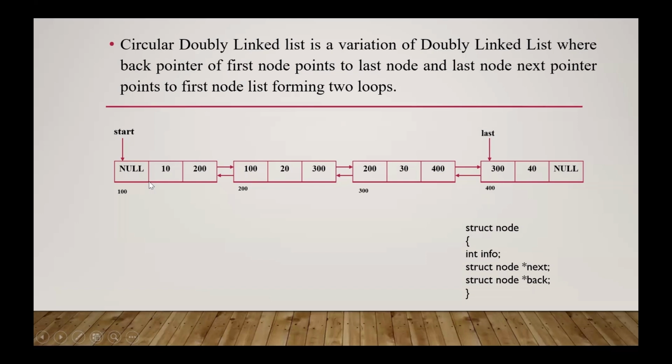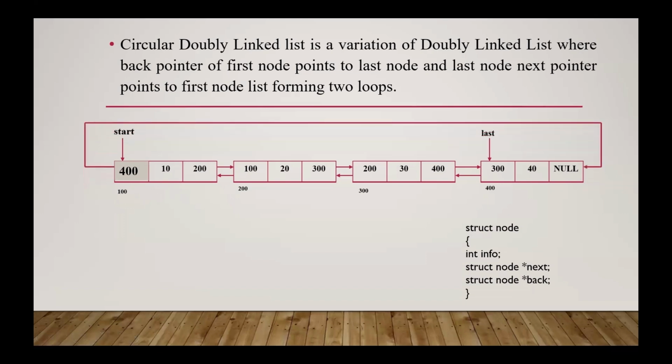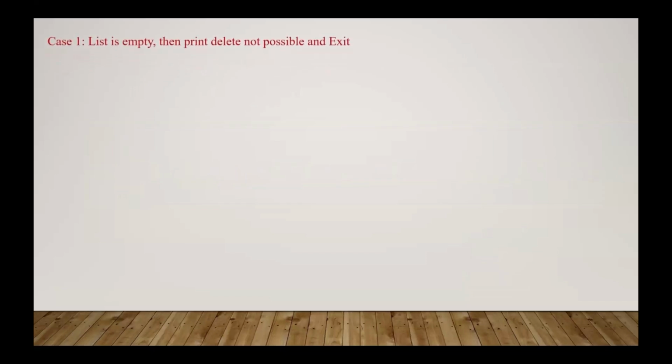This is an example of a double linked list, not a circular linked list. Right now we are going to make it circular. If I store 400, the last node address, into the back of the first node, the connection is established, making one loop. Second loop: if we put the first address into the next of the last node, another loop is formed. So in a circular double linked list there are two loops present. This is called a circular double linked list. This is the basic concept we have to know before going to insert into any position.